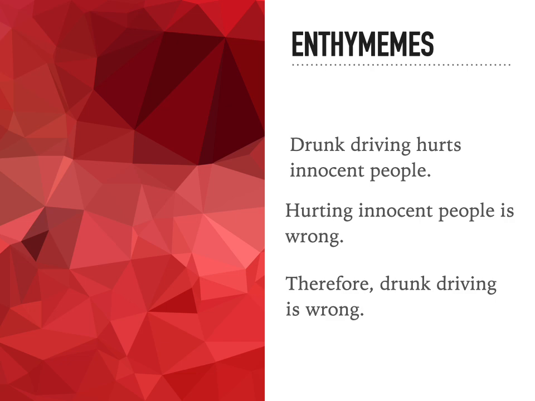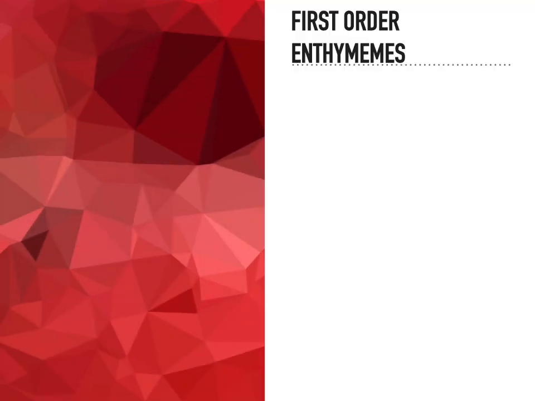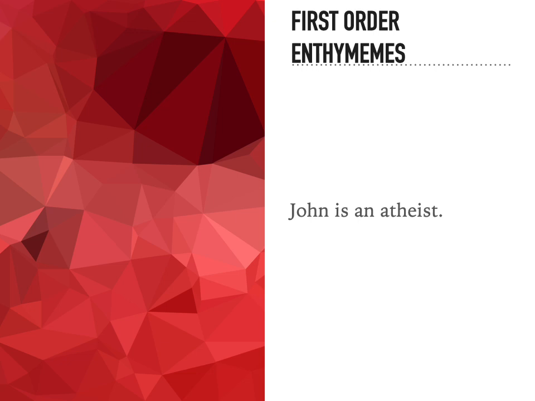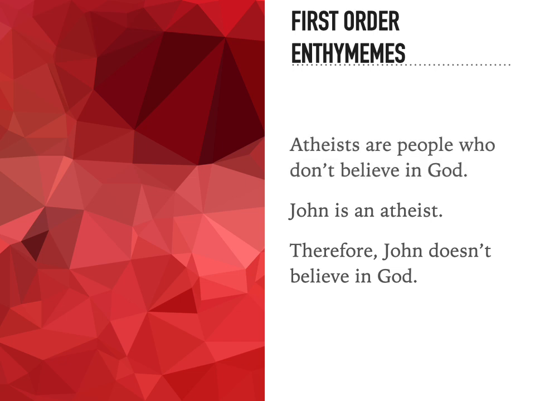We define enthymemes in three ways. We give them three orders, we say. A first order enthymeme is one where the major premise is missing. John is an atheist, so he doesn't believe in God. That's the argument I'm making. If I want to construct this into a syllogism, I can first see this is really an enthymeme. John is an atheist, therefore John doesn't believe in God. I've left out the major premise being that atheists are people who don't believe in God.